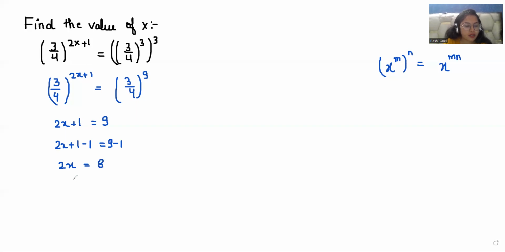Now I'm dividing by 2 on both sides. So 2x divided by 2 is equal to 8 by 2. So we eliminate it, and the value of x is 4.